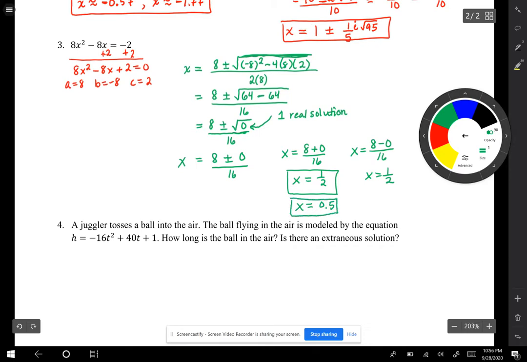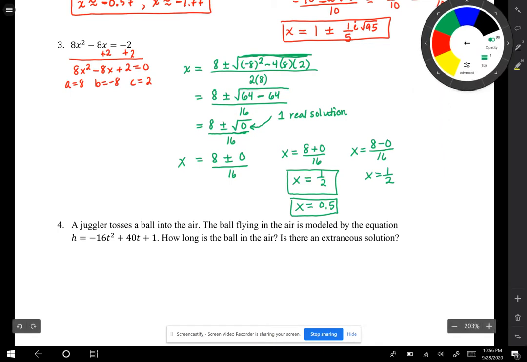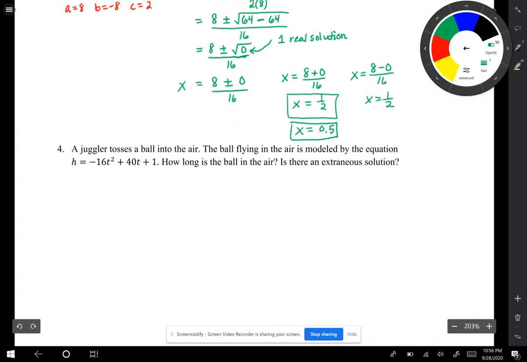When you're dealing with imaginary numbers like example 2, there are no decimal approximations. All right, let's do a real life application of using the quadratic formula so you know where it's useful. A juggler tosses a ball into the air. The ball flying in the air is modeled by the equation h equals negative 16t squared plus 40t plus 1. Now remember, negative 16 you get from the acceleration due to gravity.